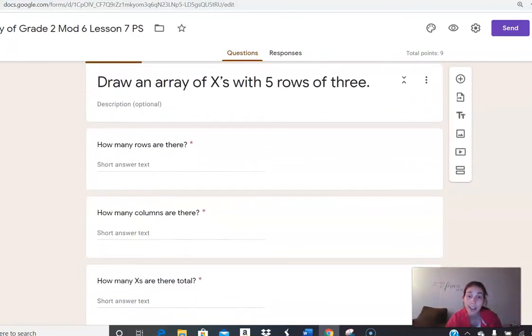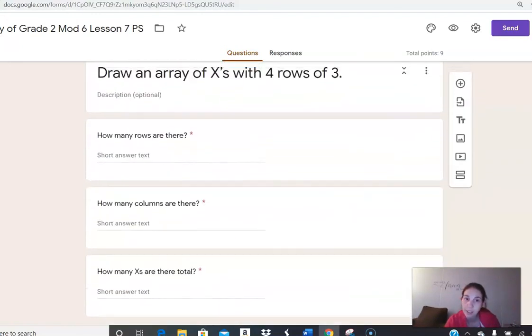Draw an array of X's with 5 rows of 3. 5 rows of 3. So I would draw this out on your paper before you try to solve the questions, okay? 5 rows of 3. And then the question says, how many rows are there? How many columns are there? How many X's are there total? If you draw this out, it will make it very easy for you.